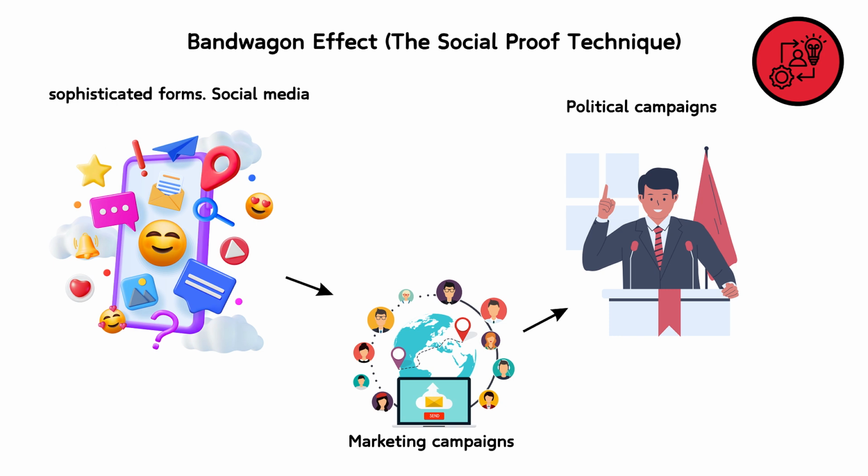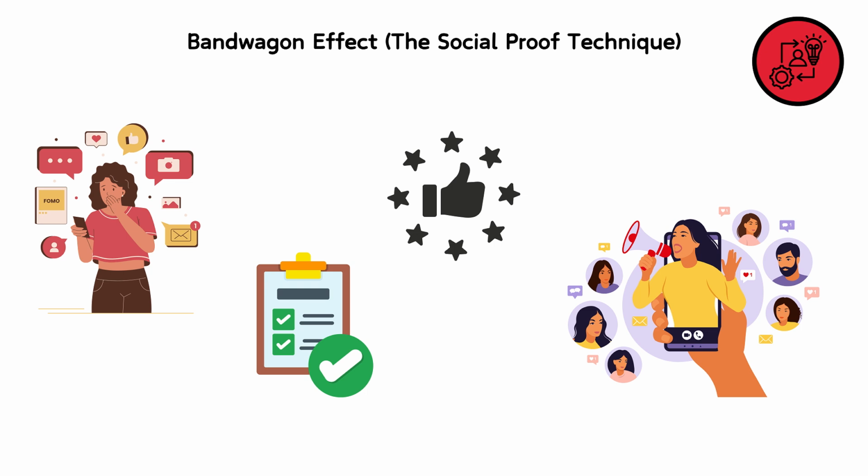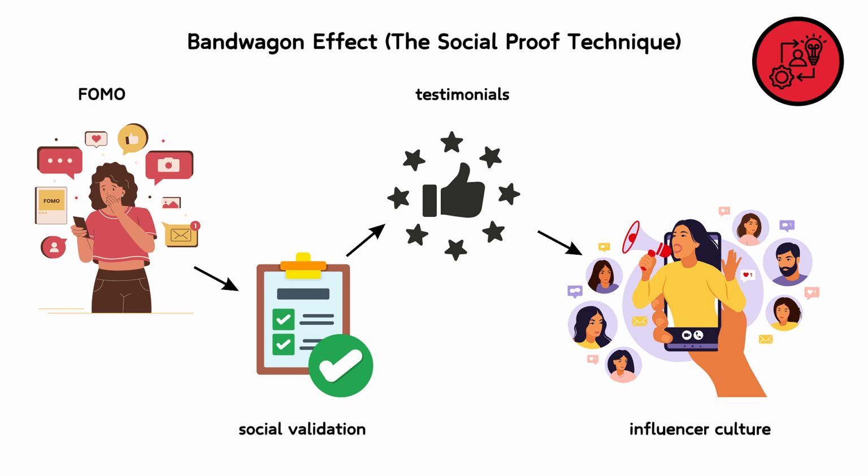Social media platforms leverage this through visible metrics like likes, shares, and follower counts. Marketing campaigns frequently use phrases like "join millions of satisfied customers" or "the fastest-growing brand." Political campaigns emphasize poll numbers and crowd sizes to create momentum. The technique becomes particularly powerful when combined with FOMO, fear of missing out, and social validation.